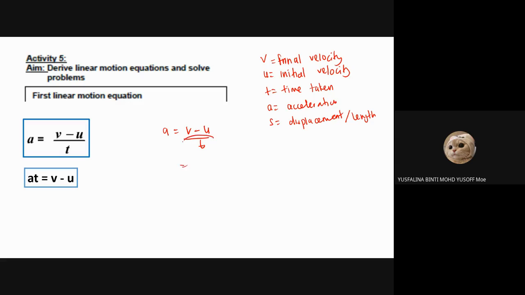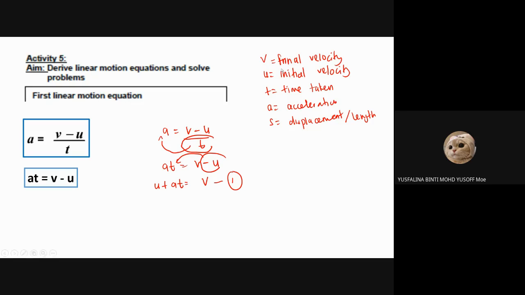Okay, so if I change T to this side, this is a divide, then change to this side, it will become multiply, right? So AT equals V minus U. Okay, so V, if I change this part, it will become plus U, right? So U plus AT. So this is the first formula, the first equation: V is equal to U plus AT.